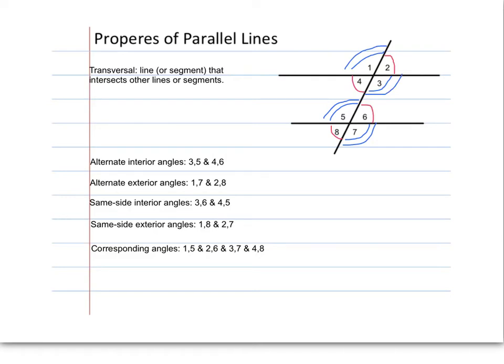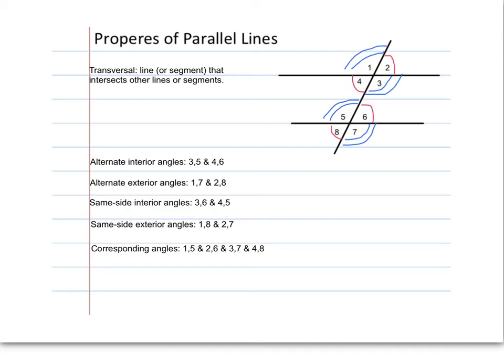2, 4, 6, and 8 are all congruent. And the ones that aren't congruent are simply supplementary. You can see that 1 and 2 are a linear pair. They make 180 degrees, so they are supplementary. And all of the red and the blue angles are supplementary in this figure.